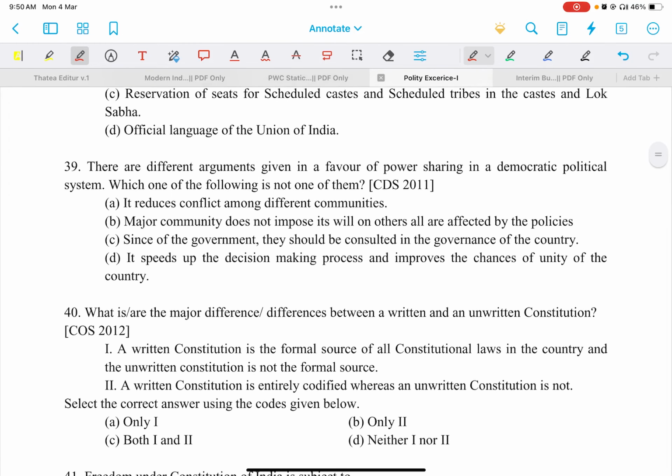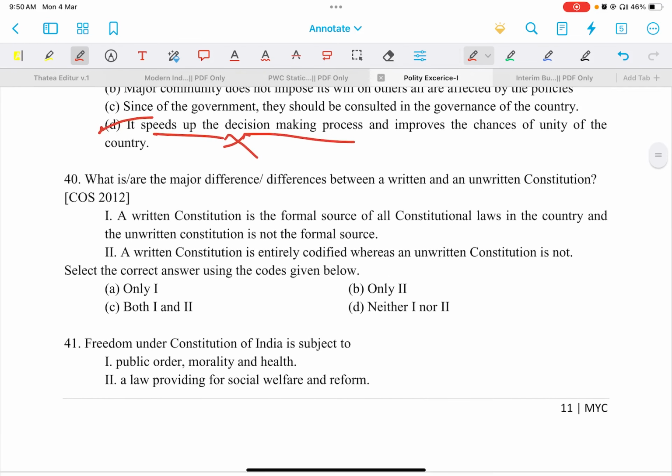There are different arguments given in favor of power sharing in a democratic political system. Which one of the following is not one of them? It speeds up the decision-making process. In a representative democracy, decisions are taken by majority, so power sharing slows down the decision-making process rather than speeding it up. So D is the right answer.